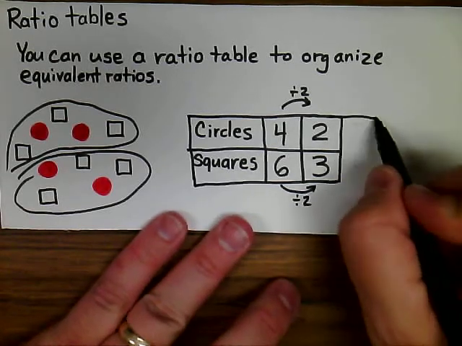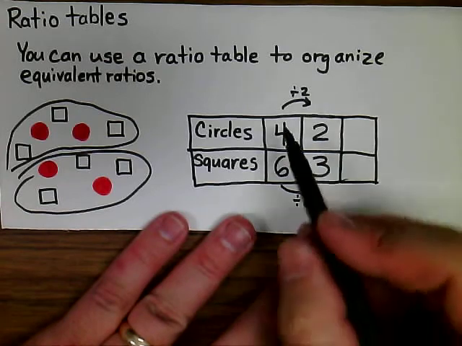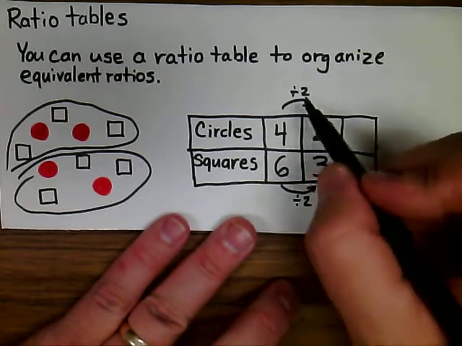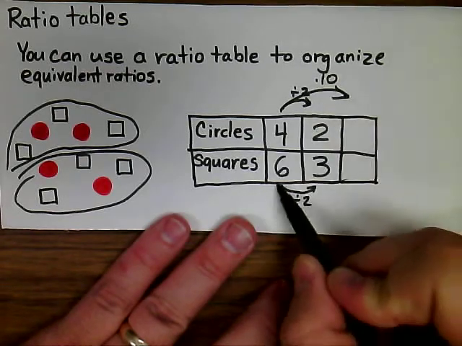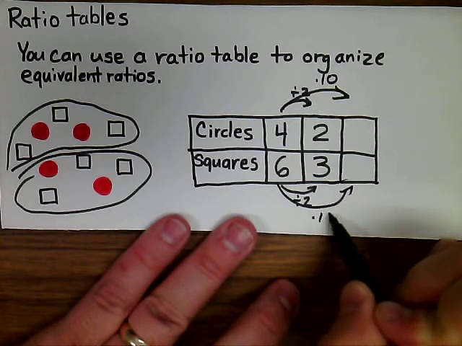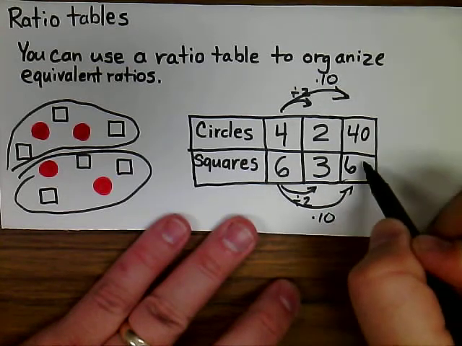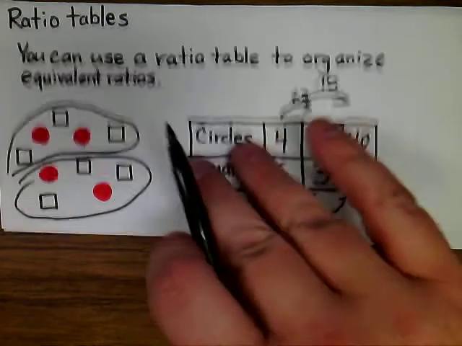You could actually extend this table even without the picture and know that another ratio could be made by either multiplying or dividing a term by the same item. So if I wanted to multiply this 4, let's say, by 10 and multiply the 6 by 10, you could have a new ratio of 40 over 60, which we could create, and it would be an equivalent ratio to the existing 4 to 6 ratio.